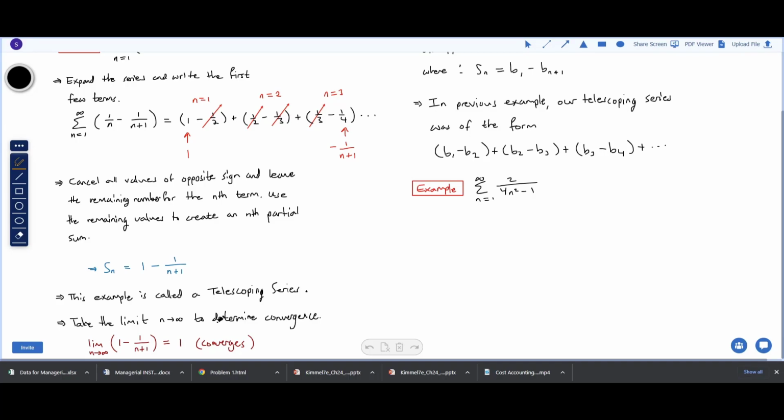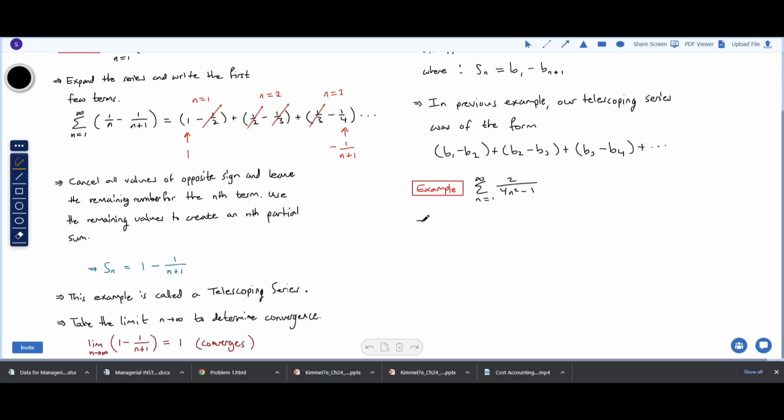Now, for this series, if you notice, the denominator is a difference of perfect squares. We have 4n squared, which can be written as (2n) squared, and then minus 1. So we can break this up into two factors, and then we can use partial fractions to separate it into two terms, just like the way we had two terms over here.